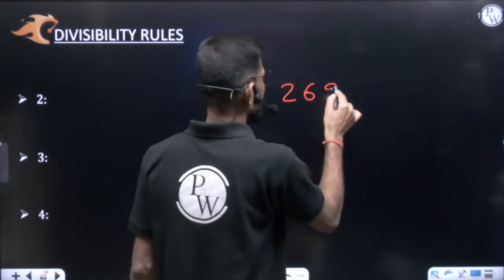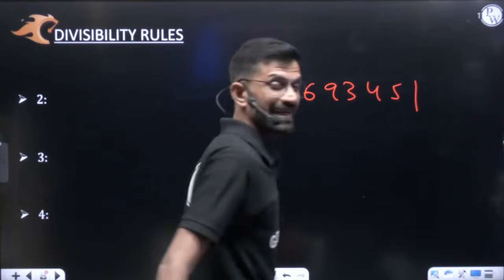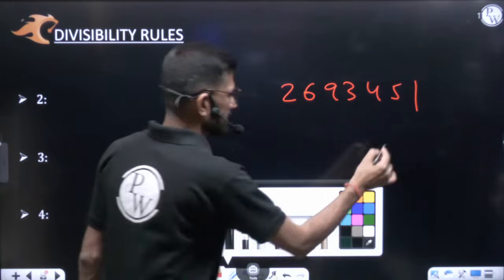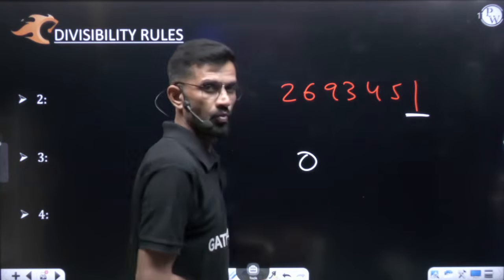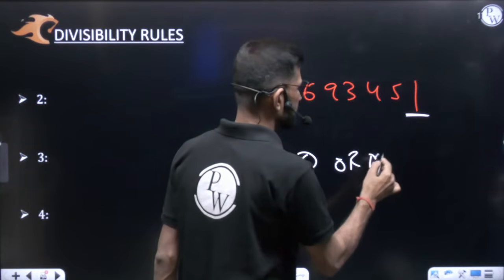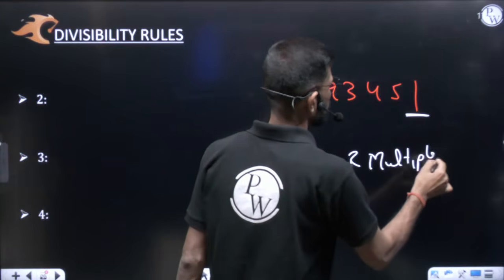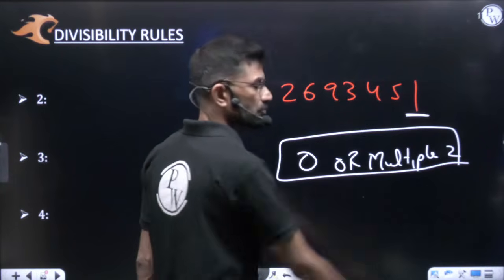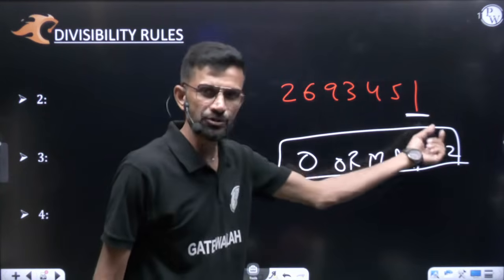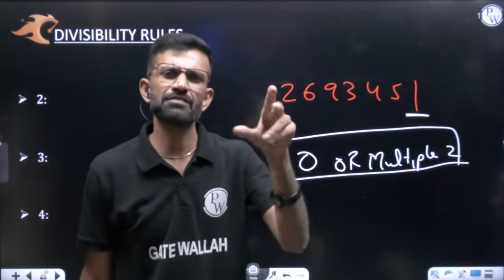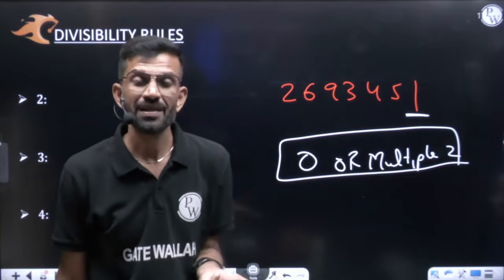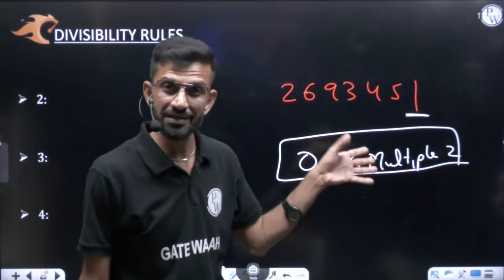What I am saying, any given number, for example 2, 6, 9, 3, 4, 5, 1. Any given number, if the last digit of the given number is 0 or a multiple of 2, then the given number is divisible by 2. The last digit should be either 0 or else a multiple of 2. Among single digit multiples of 2, it will be no doubt 2, 4, 6, 8 only. I know that, but why I am saying it like this, we'll understand later on.